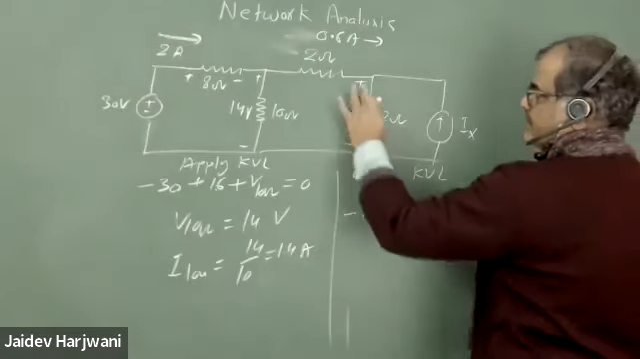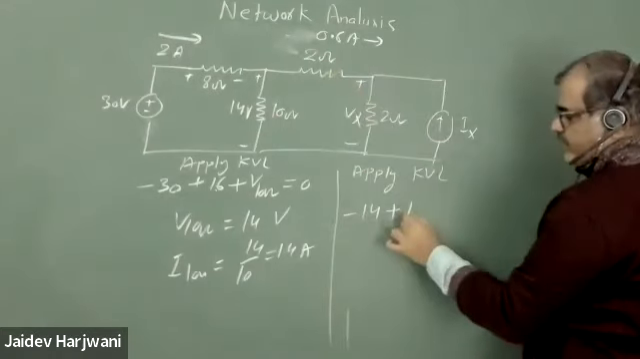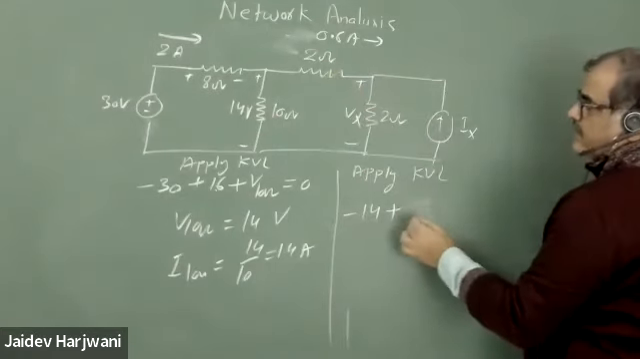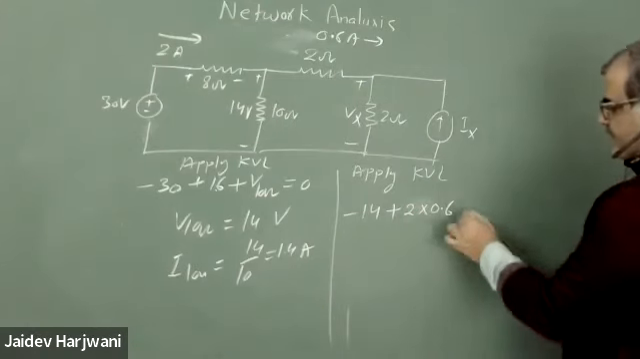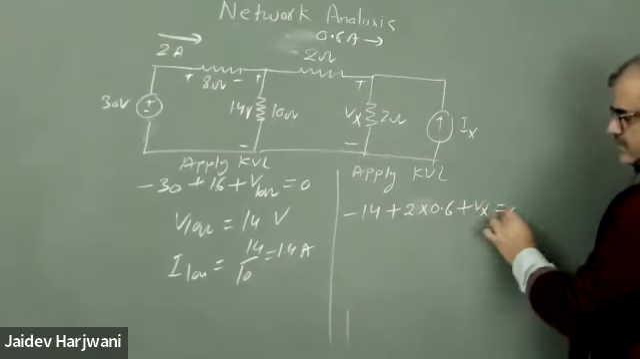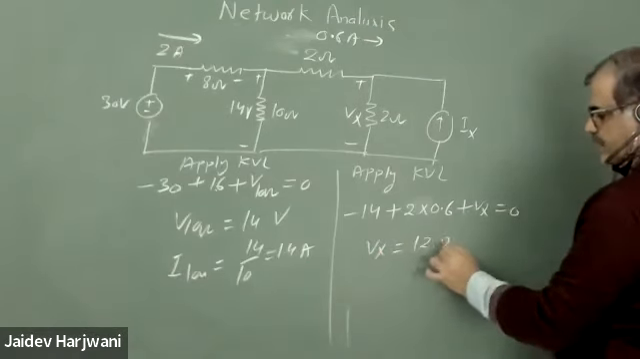Okay, so you start from here, minus 14, then 1.2. 0.6 into 2, 1.2 volts. Okay, let me write here 2 into 0.6. And then finally plus Vx, Vx equals to 0. Okay, 12.8, so Vx equals 12.8 volts.